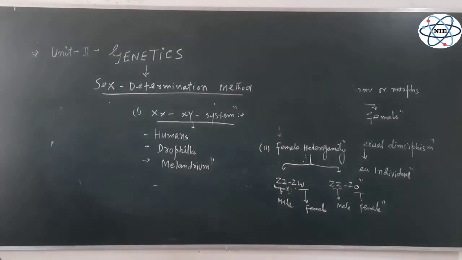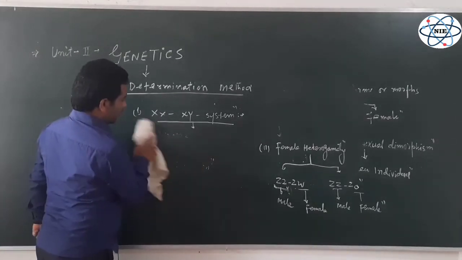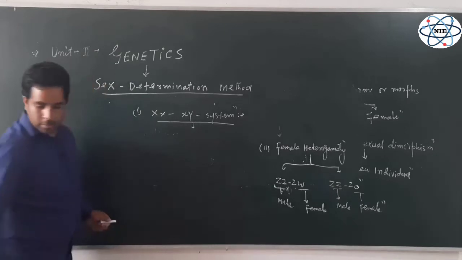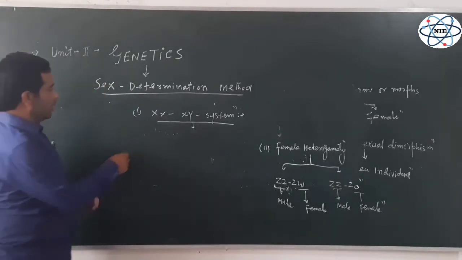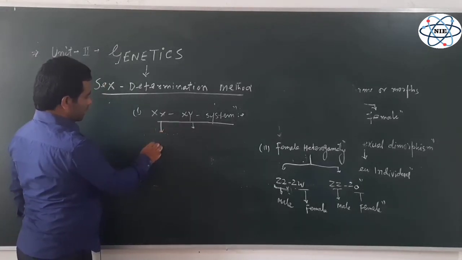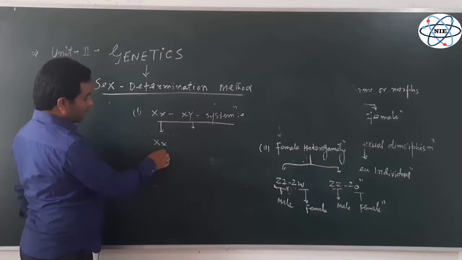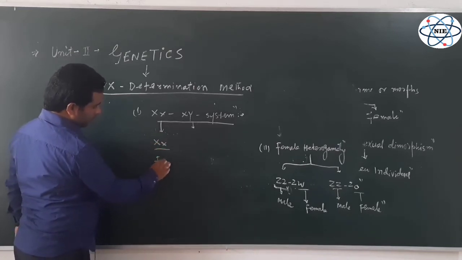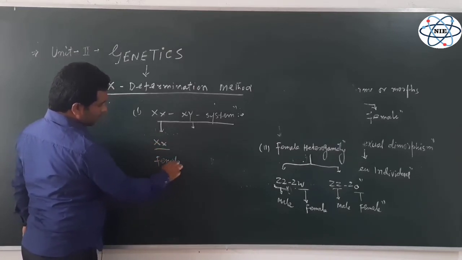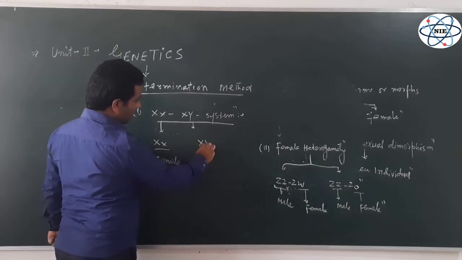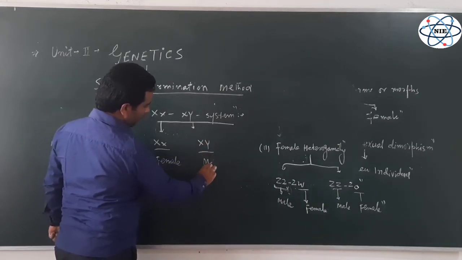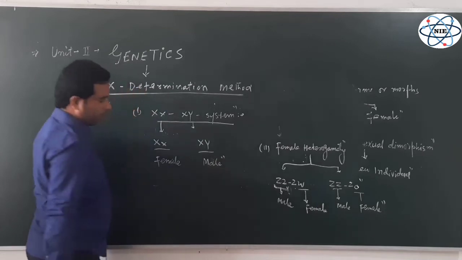Now, here you have to again understand that the individual having XX is female, and XY is male, this is male heterogamety, right?